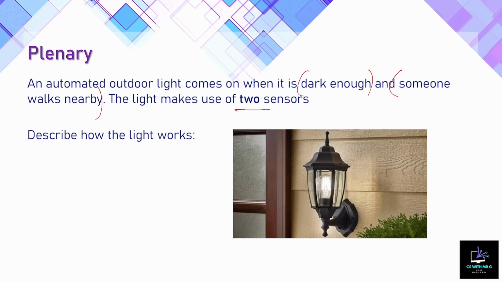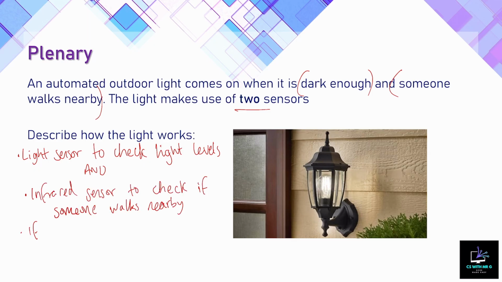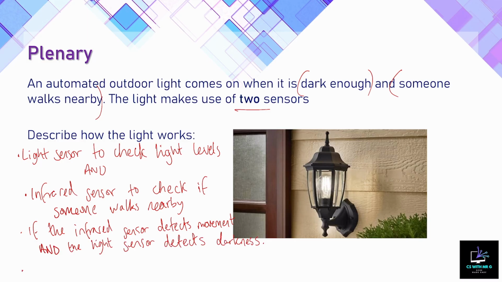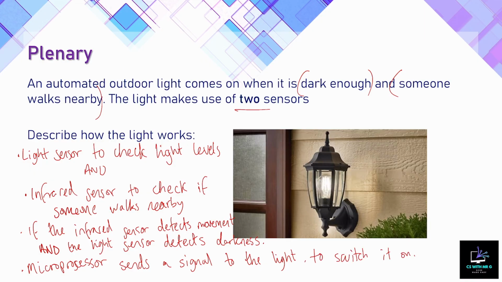So first and foremost, we need a sensor to check if it's dark enough, and that would be a light sensor. So a light sensor to check light levels and an infrared sensor to check if someone walks nearby. If the infrared sensor detects movement and the light sensor detects that it's dark, the microprocessor sends a signal to the light to switch it on. So that's a very basic answer to this question.